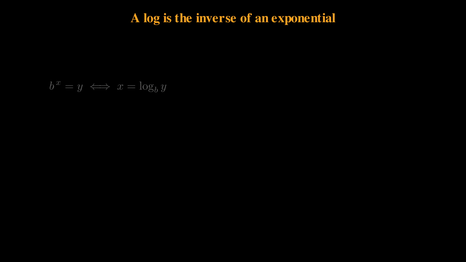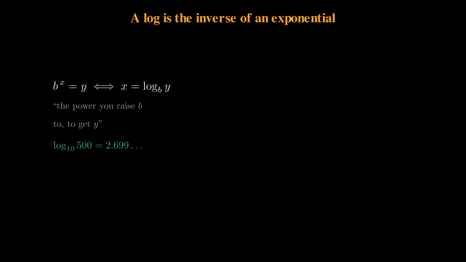So back to our hook. We want the power of 10 that gives 500. Undoing a power is exactly what a logarithm does. Log base b of y is defined as the power you must raise b to in order to get y. Read it out loud. Log base 10 of 500 is the power of 10 that gives 500, which is 2.699. Two special bases get their own buttons. Base 10, written just log, and base e, written ln, the natural log.